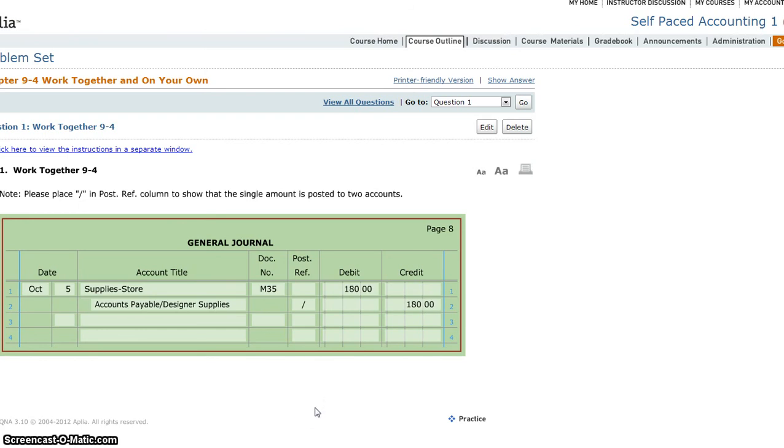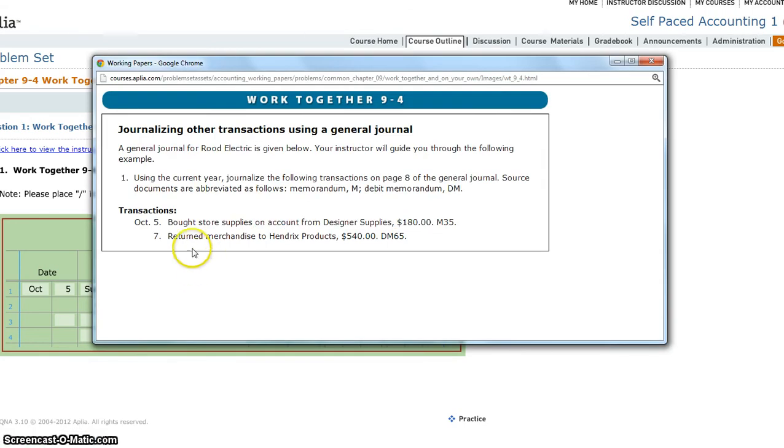So the next transaction is occurring on the 7th, and it says you returned merchandise to Hendrix Products. Now sometimes what will happen is we'll buy something and it's damaged in transit, maybe it doesn't work or just needs to be returned, and so we have a special account called Purchases, Returns, and Allowances for this particular transaction. Now when you're doing this, notice that this is called a debit memorandum, which is prepared. When we return something, we usually get a store credit of some sort.